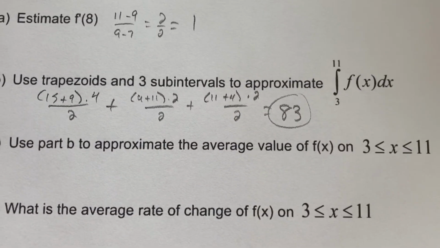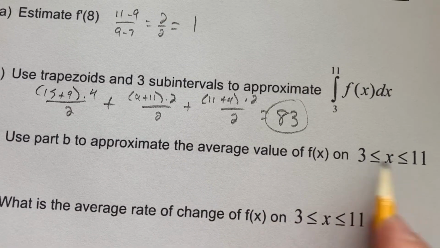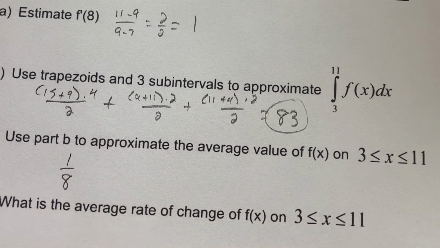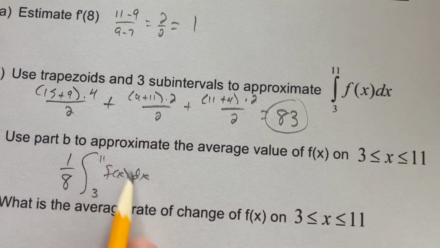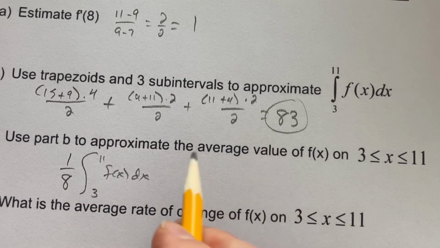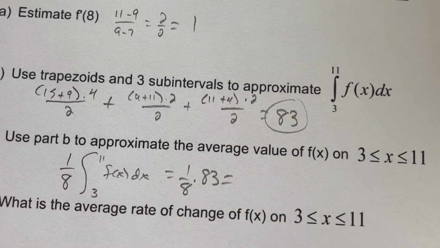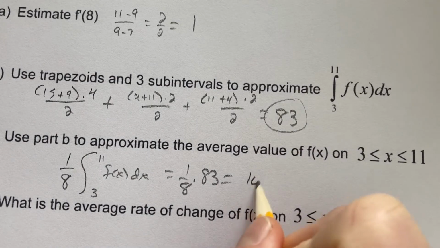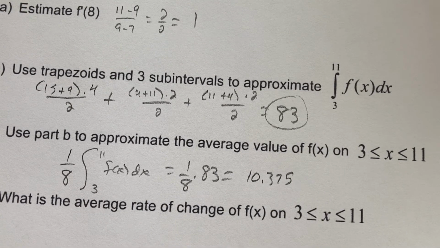Okay. So now use part B to approximate the average value. So when we do average value, we say, well, what's the distance here? It's the distance of 8. And then we multiply that times the integral of that function from here to here. Well, we just approximated that as 83. So we're going to go 1/8 times 83, which will give us 10.375. That's our average value, or at least the approximate average value on this interval.